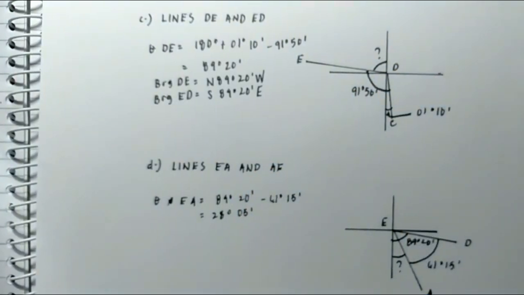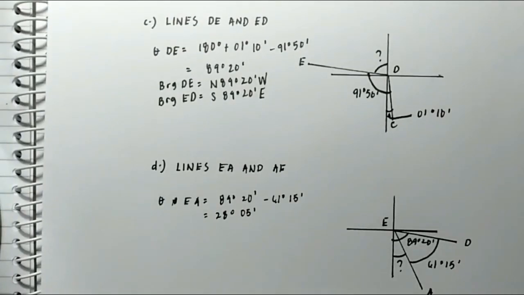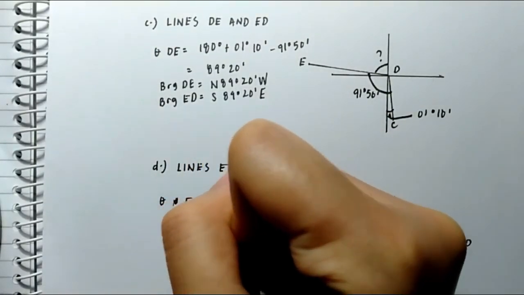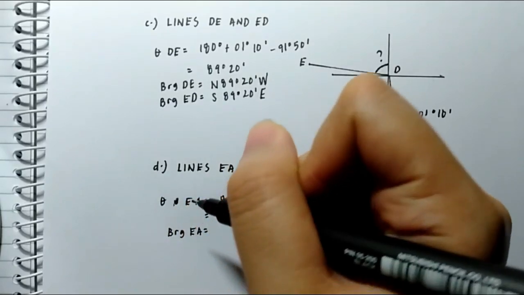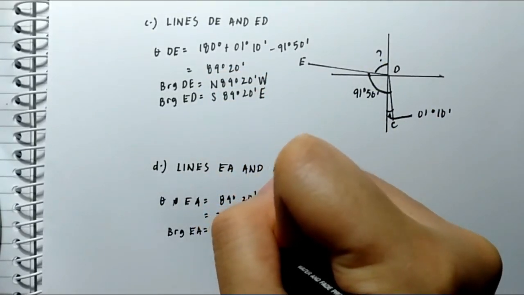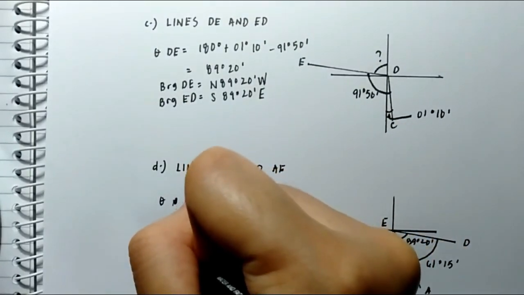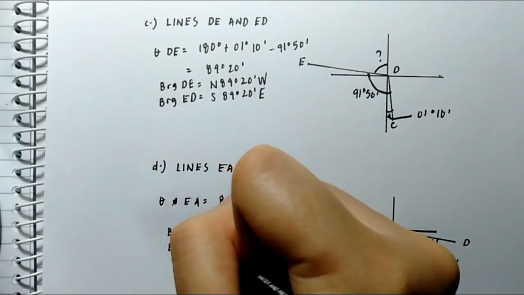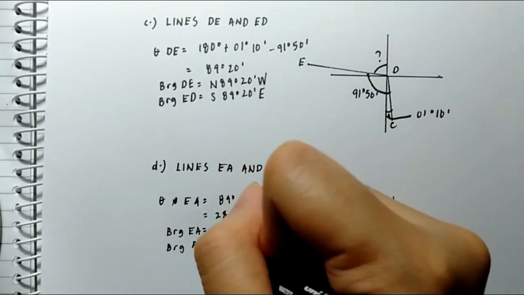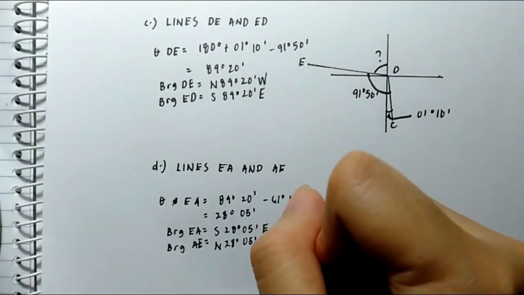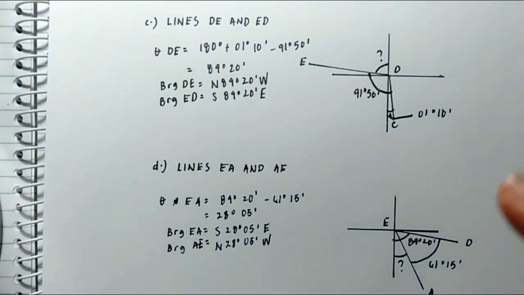minutes, or for the bearing ng EA, bearing EA, that is south 28 degrees 5 minutes east. And for the bearing AE, which is the opposite, north 28 degrees 5 minutes and west. So that is the solution for number.